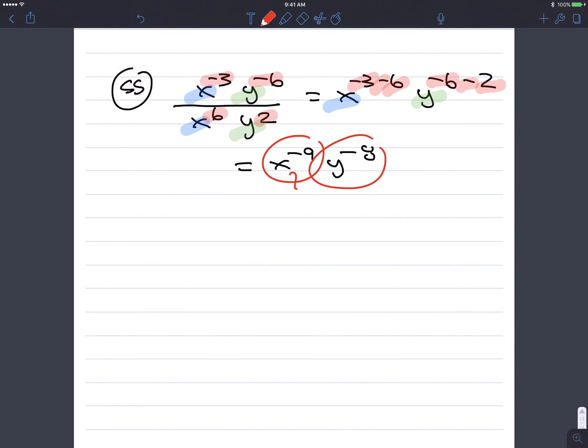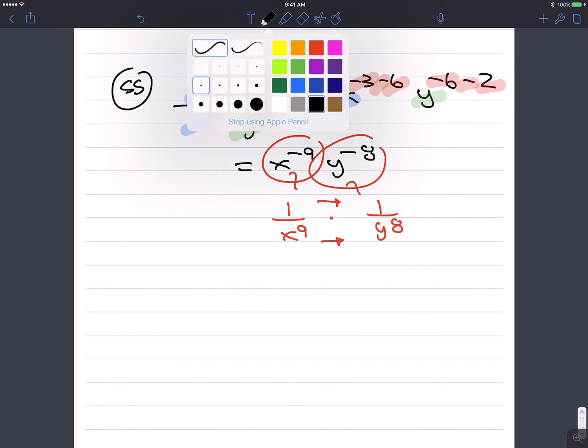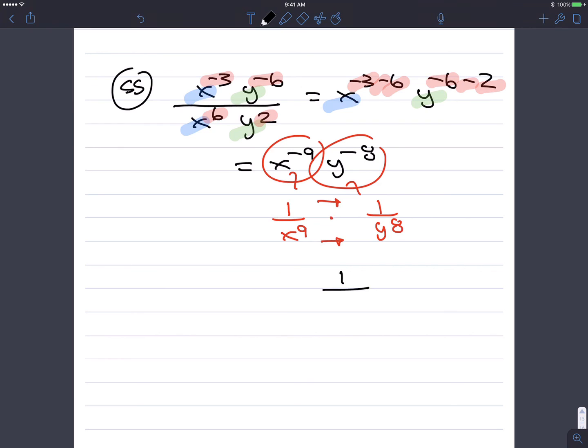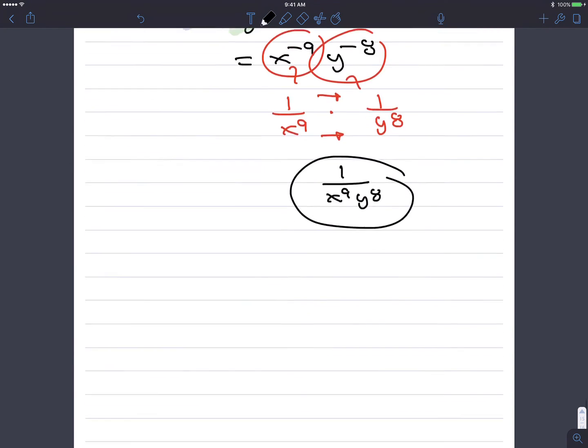Don't forget, each of these can be written with a positive power if we put this over 1. And we're multiplying. How you multiply two fractions is, we go horizontally across, and then 1 times 1 is 1. x to the 9th times y to the 8th is just that: x to the 9th, y to the 8th, and they're both over the number 1. And that brings us to 57.